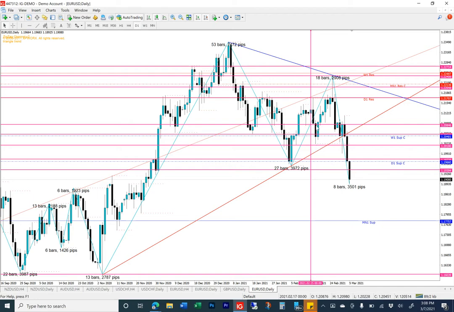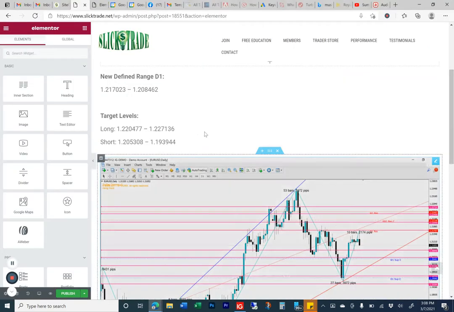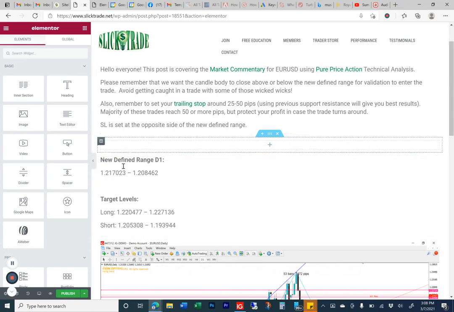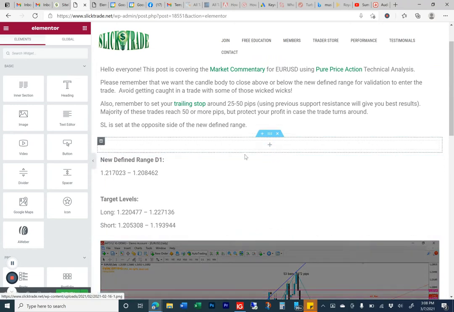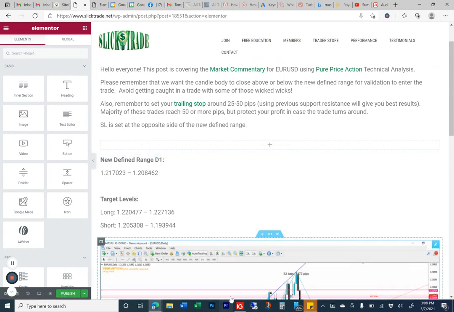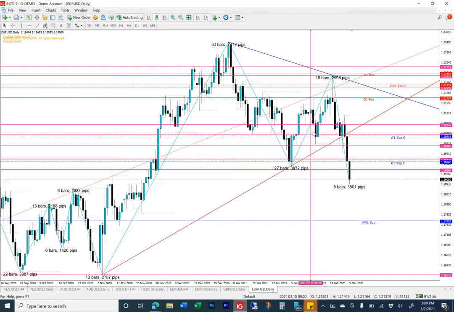So as you can see, we broke the lower side of the new defined range, okay? That is 1.208462. We broke below, the candle body held, and we went into profit about 50, 58, 59 pips, right around there, okay?